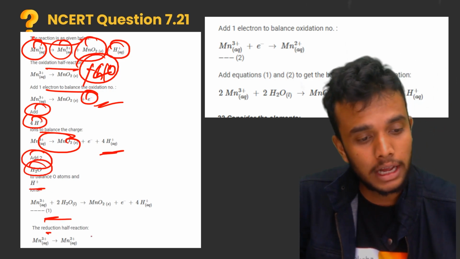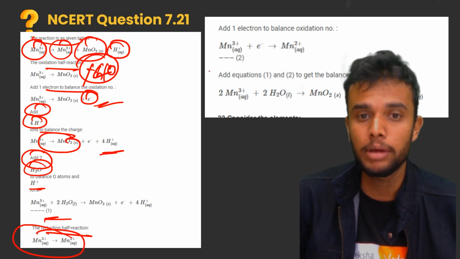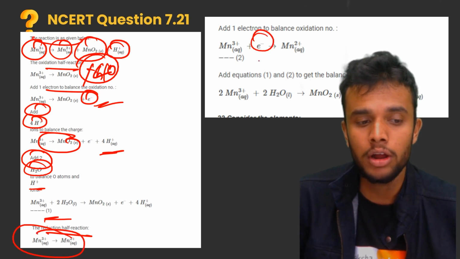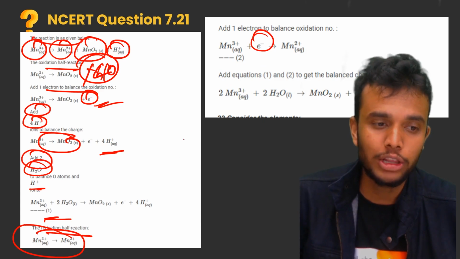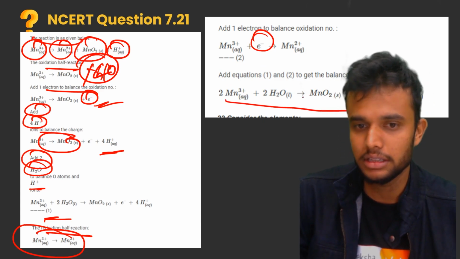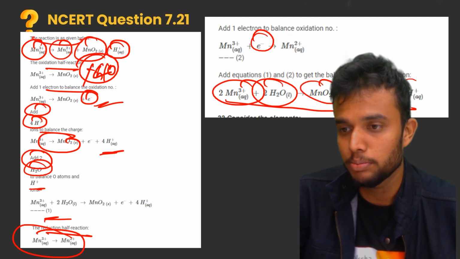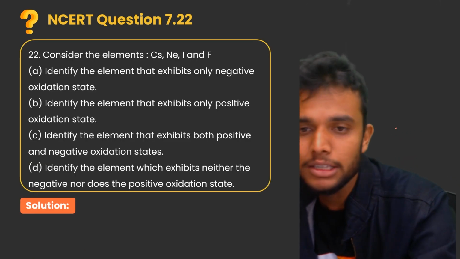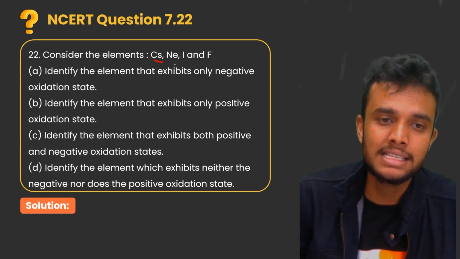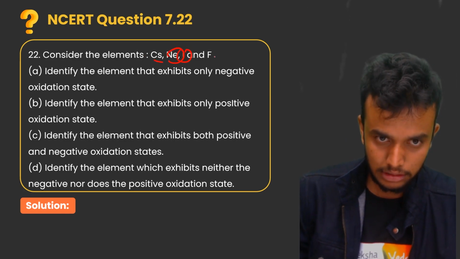Then let's move on to the reduction reaction, Mn3 plus to Mn2 plus. Then add 1 electron on the reactant side. Then add both equations 1 and 2 and write the final equation. This is Mn3 plus and the H2O molecule, converted into MnO2, Mn2 plus and 4H plus. Very simple.